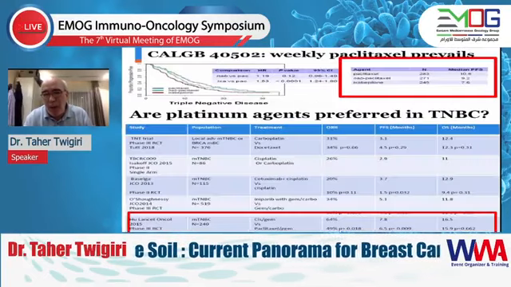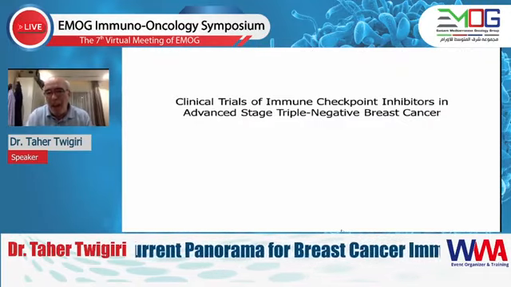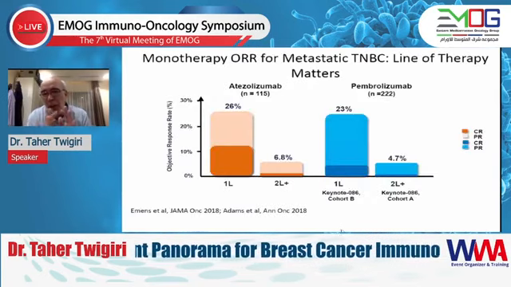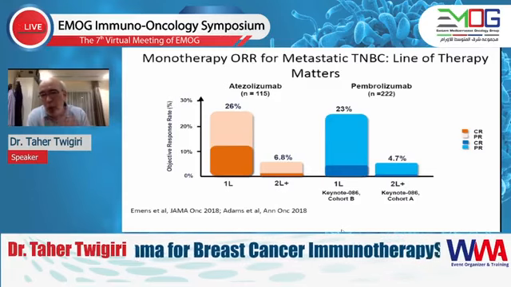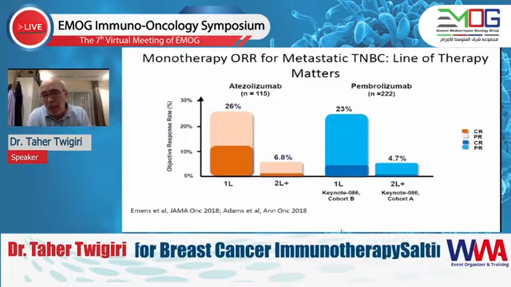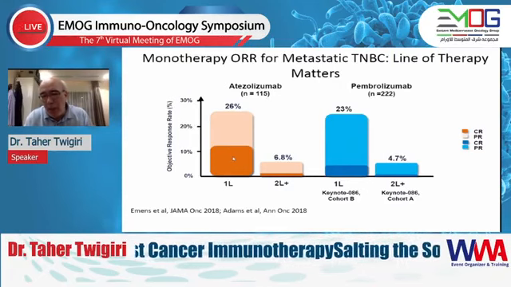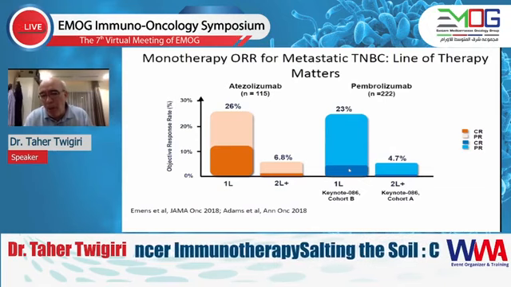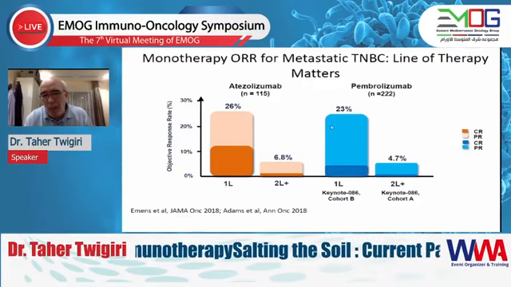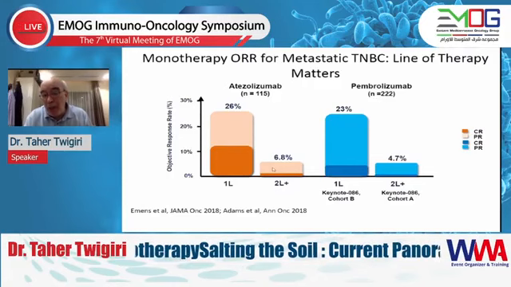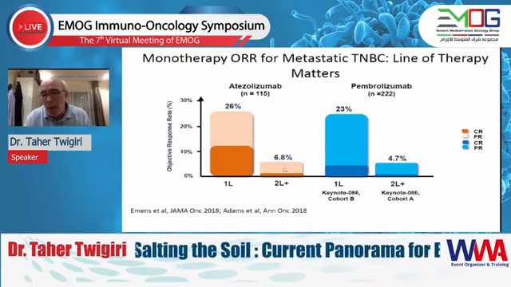Now, we are going to discuss the clinical trials of immune checkpoint inhibitors in advanced stage triple negative. It is very important to look at this slide when we are looking at monotherapy, which nobody will use for metastatic triple negative. The complete response, if you are using Atezo, is about 10%. When you are using Pembro, it is about 5%. When you are taking CR and PR, as you can see here, it is 23 and 26. If you go beyond one line, to second line, third line, you see how much drop there is in the response rate.